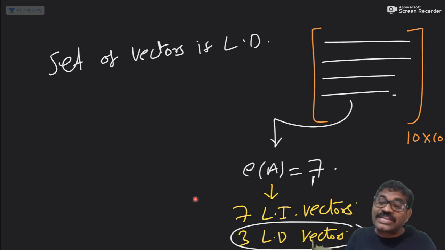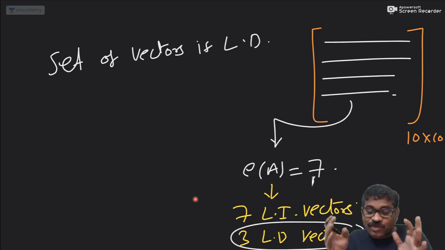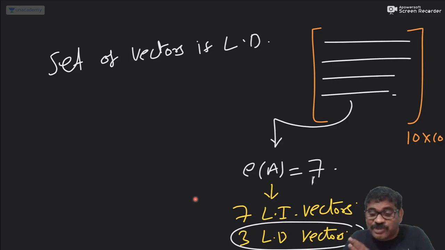Sir, what is the difference between rank procedure and determinant procedure? You can understand now. I am giving the example, Nandini. Wait. I'll give the example.